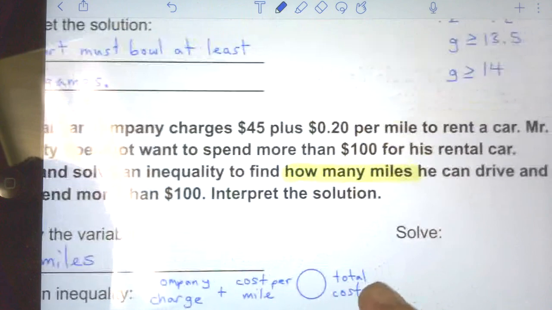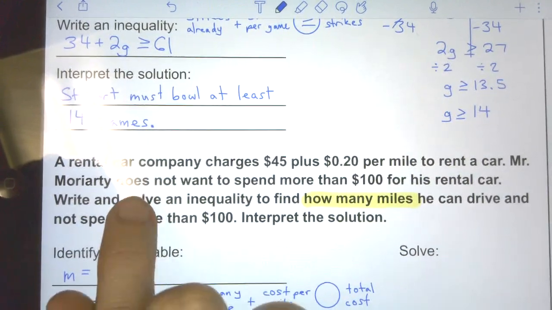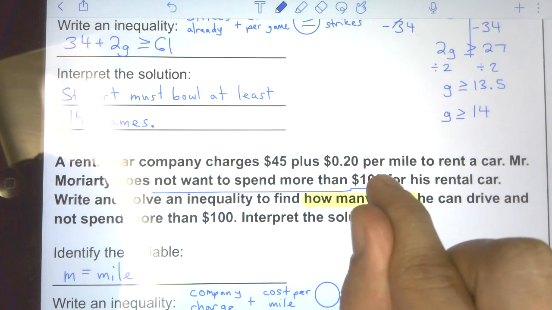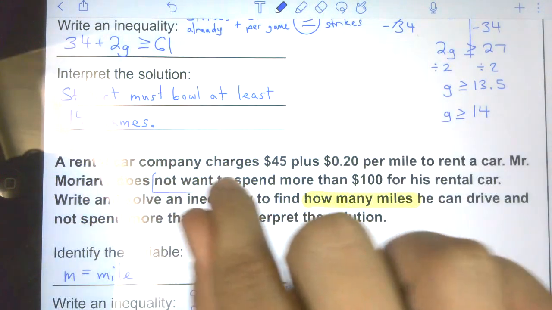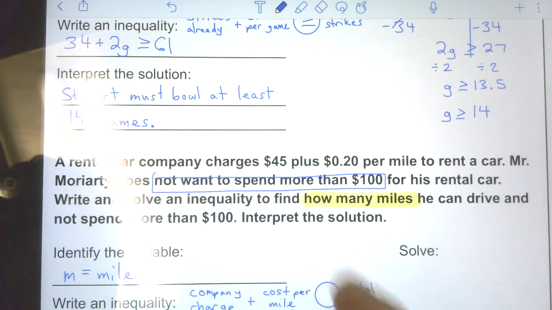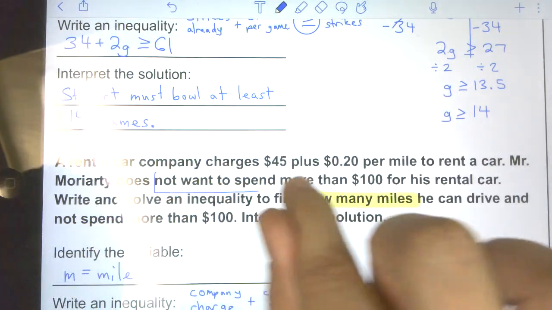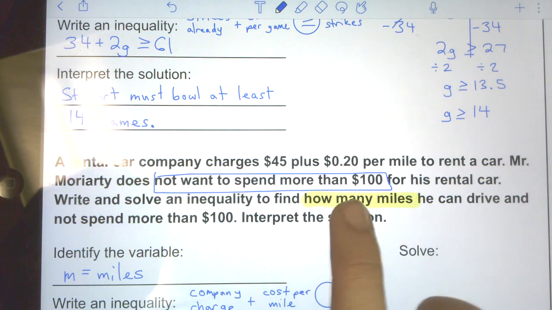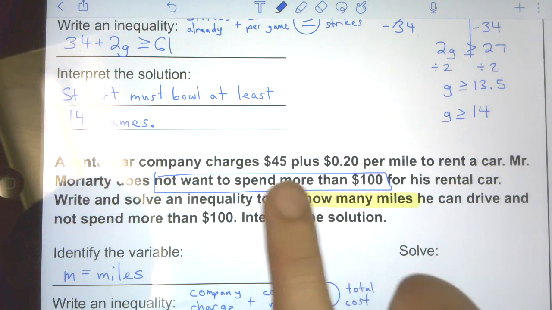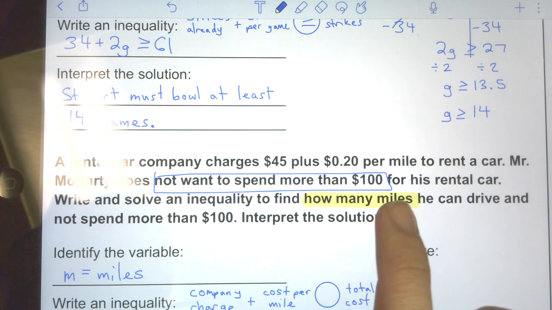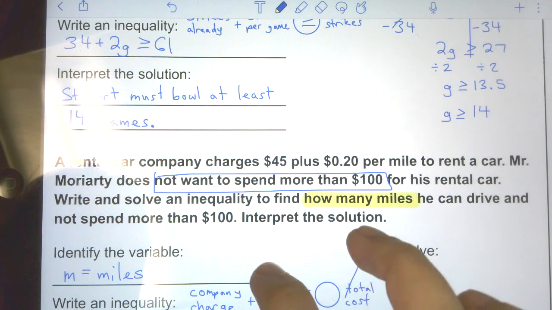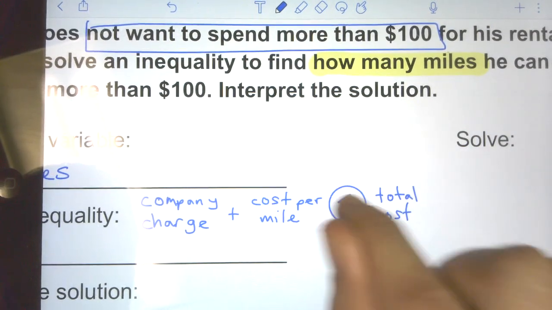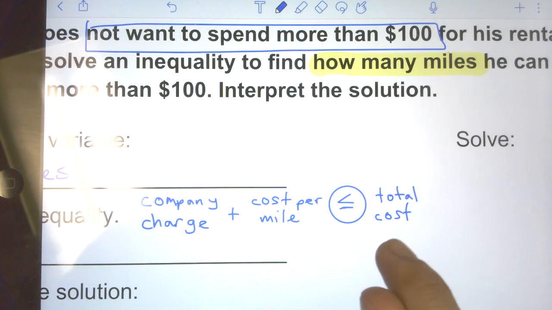All right, so you have to think about this problem. So Mr. Moriarty does not want to spend more than $100. So that means I could draw a rectangle. Okay, so what that means is that our cost cannot go over $100. It's okay to hit $100, but it cannot go over that. So the company charge and the cost per mile have to be less than or equal to the total cost.